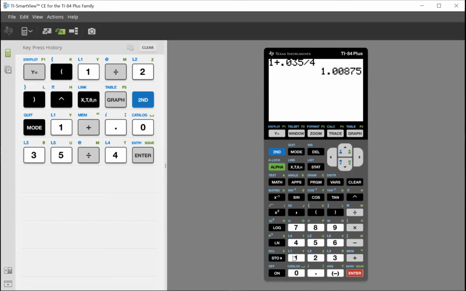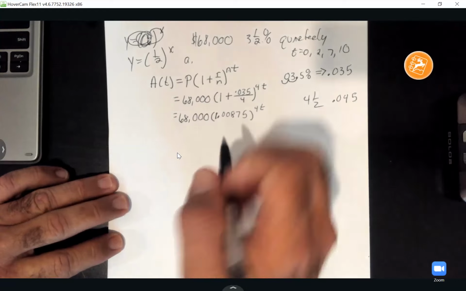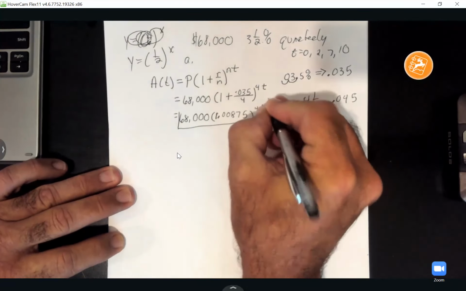Now, if you had 0.045 divided by 4, you'd get 1.01125. As long as yours is quarterly. Yeah, so that's what yours is going to have in there, okay? All right, y'all, so I replaced that with what I just got. So this is now what I'm going to put into MathLab.